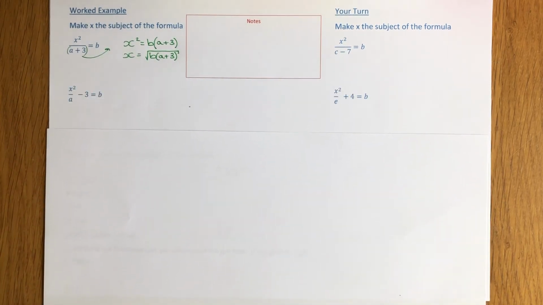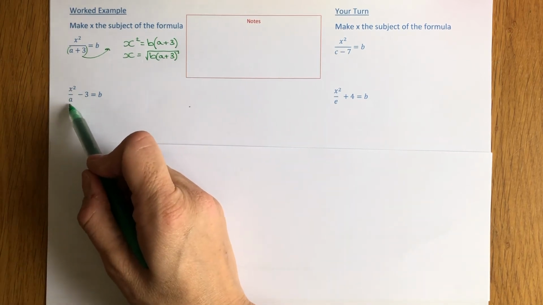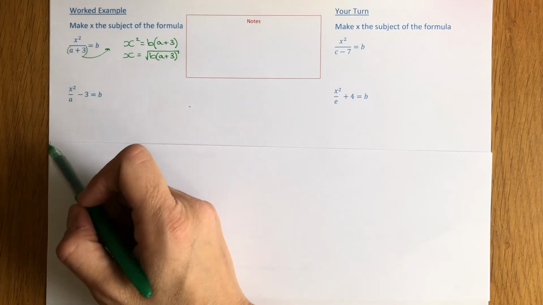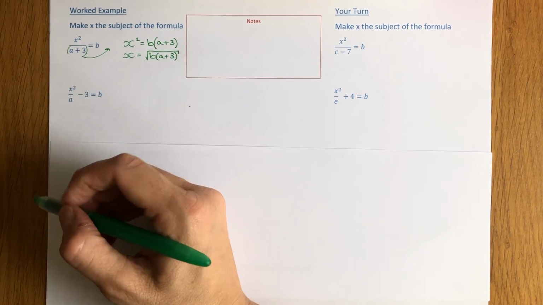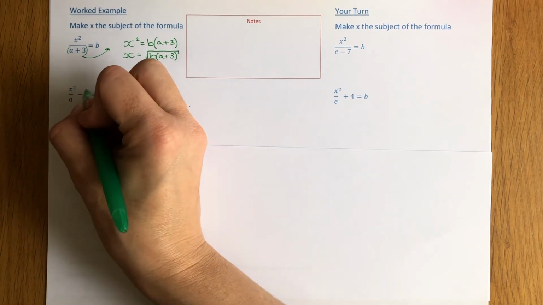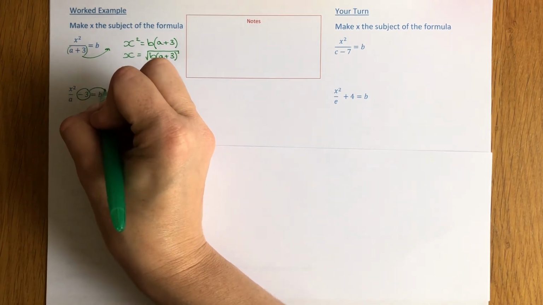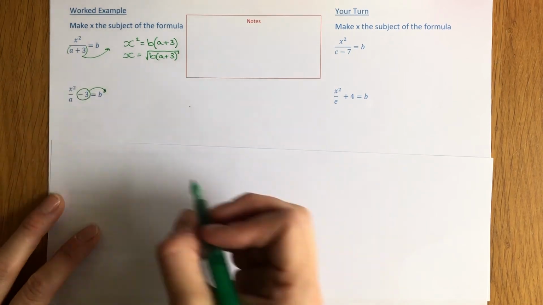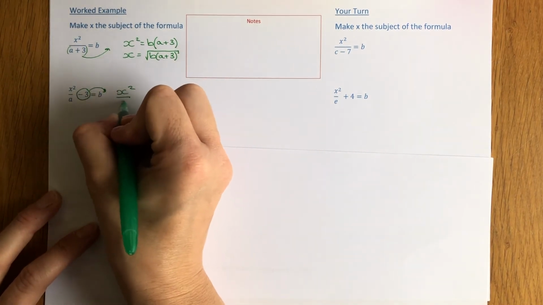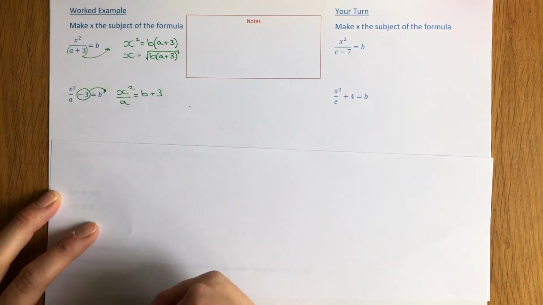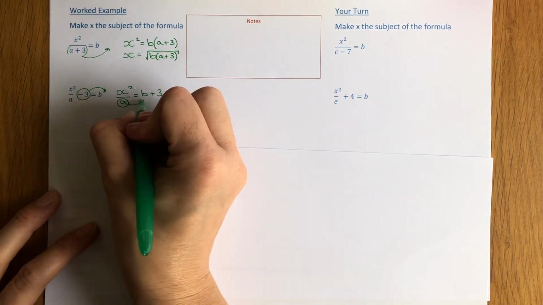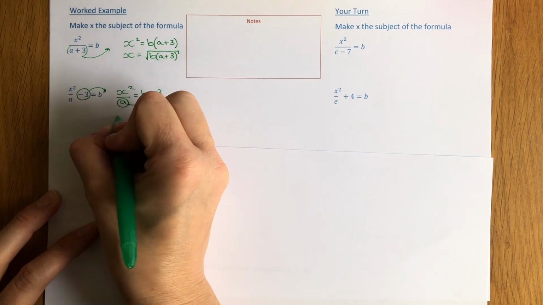Okay, let's look at our next example. This time we've got x squared divided by a minus 3. So we would square the x, divide it by a, and then take away 3. So let's move that in reverse order. Minus 3 goes first and becomes a plus 3. Okay, then you need to move the divide by a, which becomes a times by a.